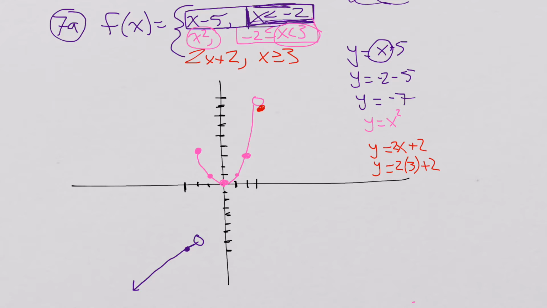And then if I go 1 point to the right, I should be up 2 points from where I am because my slope is 2. So my next point is going to be up here. And then now I can draw in my line. And it's going to go on forever because it says x is greater than 3. So there you go. There is my piecewise function defined on 3 different intervals.